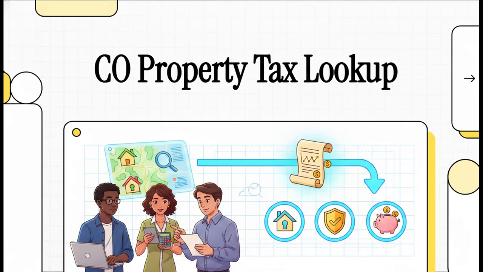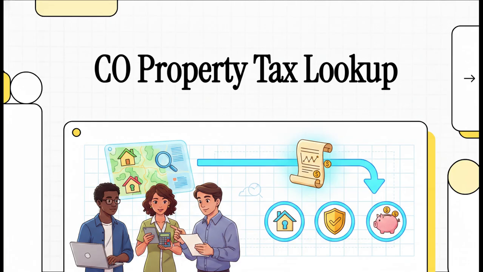Did you know that Colorado actually boasts some of the lowest property tax rates in the entire country? It's true. But, well, there's a pretty big catch. Figuring out exactly what you owe or researching a property you're looking to buy is uniquely complex.